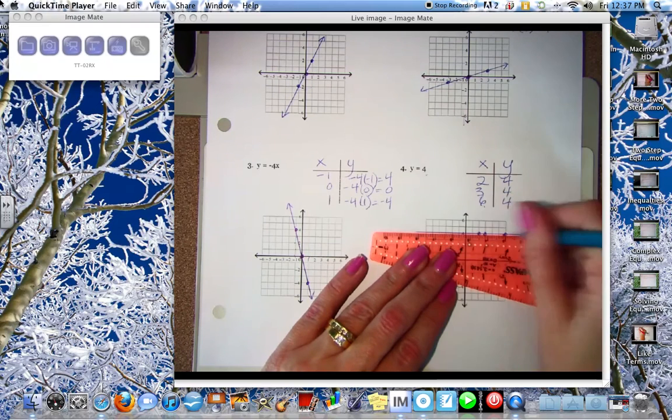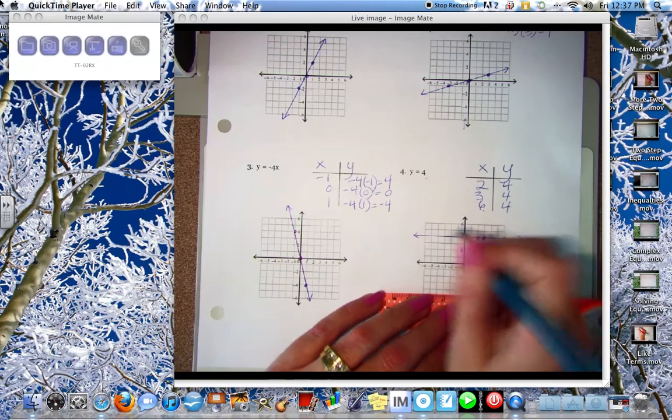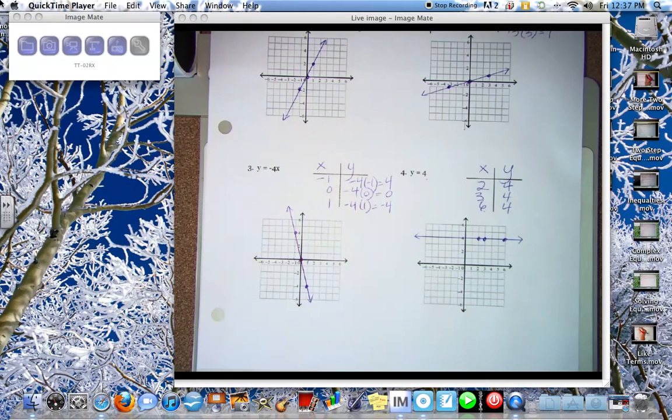Anybody know why that is? Because we didn't use it. Because Y is always the same. Y is always the same, there's no x. What that means is we have a slope of 0 when we have a straight line.